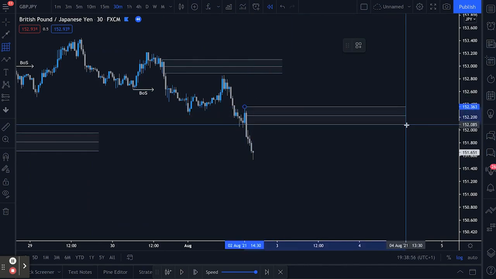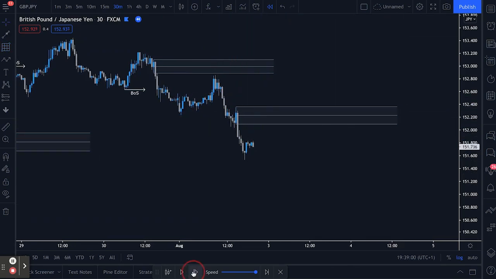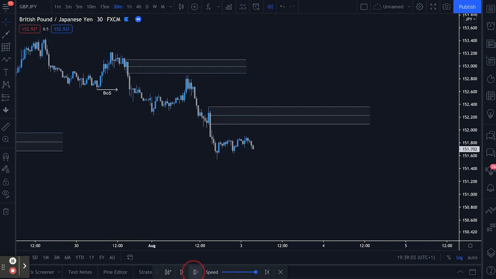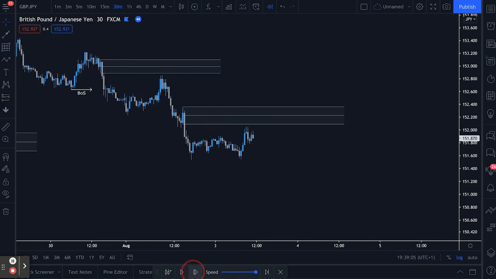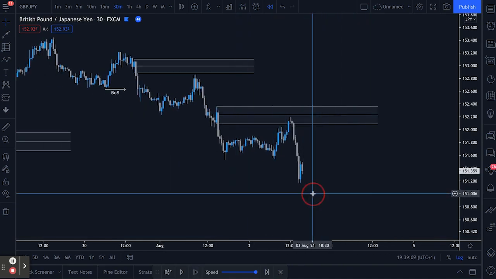So if we just mark out this supply zone, because we've had a little bit of consolidation before a large push down, and allow the market to play out a little bit more, we may indeed get a nice tap in and go for a sell opportunity to the downside. And as you can see, we do indeed get that.